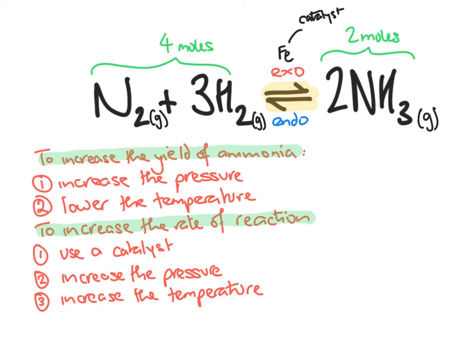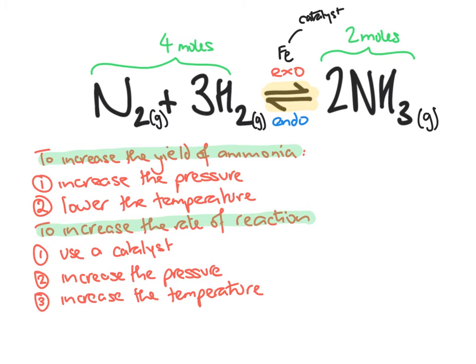So you'll notice that pressure and temperature feature in both, how we affect the yield and how we affect the rate. If we increase pressure, we increase the yield. If we increase pressure, we increase the rate of reaction. That's fine, that's fantastic. However, we have a problem when we look at temperature, because if we want to increase the yield of ammonia, we have to lower the temperature. But if we want to increase the rate of reaction, we have to increase the temperature. So they are at loggerheads. They are sort of opposing each other. And so what we're going to consider shortly is a compromise temperature, a temperature where we get a decent yield, but we also get a decent rate of reaction.